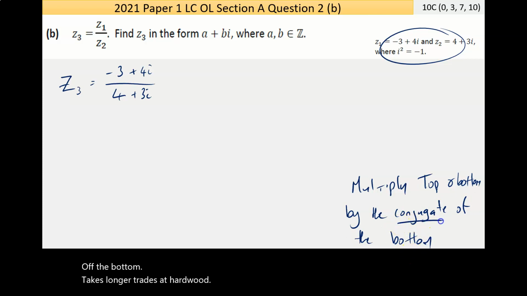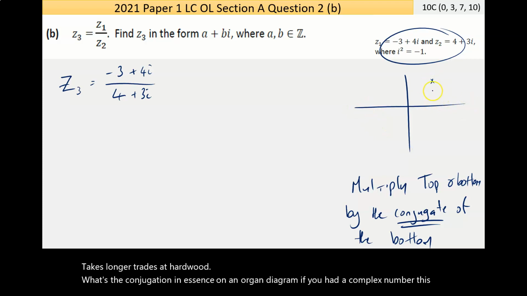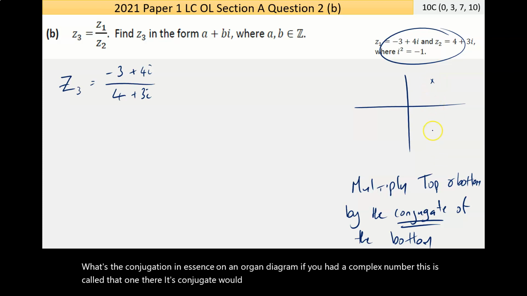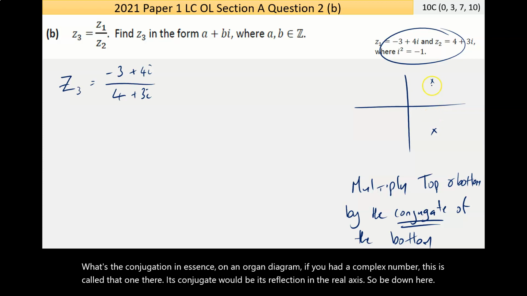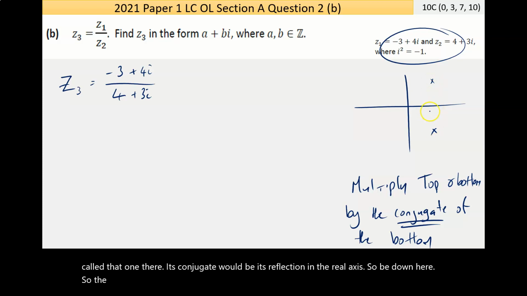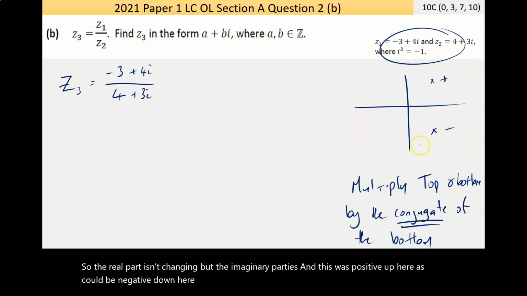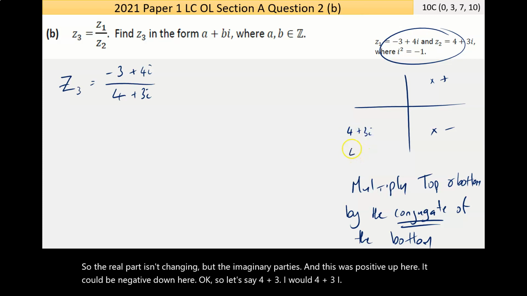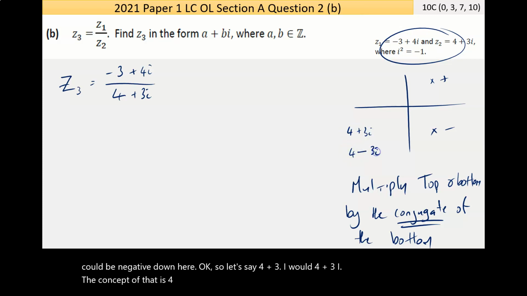Now, what's the conjugate? In essence, on an Argand diagram, if you had a complex number, let's just call that one there, its conjugate would be its reflection in the real axis, so it'll be down here. So the real part isn't changing, but the imaginary part is. If this was positive up here, it's going to be negative down here. Let's say 4 plus 3i. The conjugate of that is 4 minus 3i.